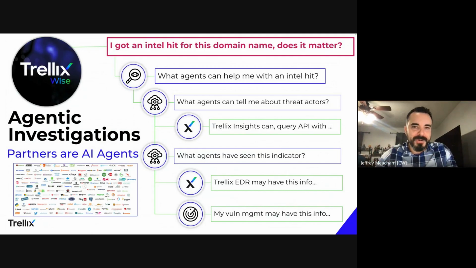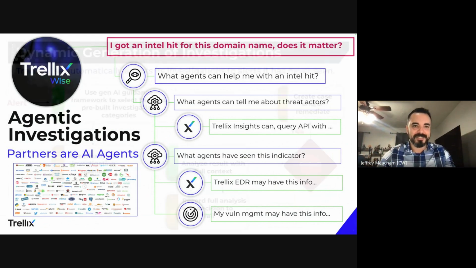Guys, really what you're doing here is you're putting together the Avengers. Each agent acts like a specialized teammate that pulls insights from your environment and partner ecosystem in real time. And that's what makes these investigations not only faster, but way smarter. You're not waiting on tickets or pivoting between tools because it's all happening at once behind the scenes.